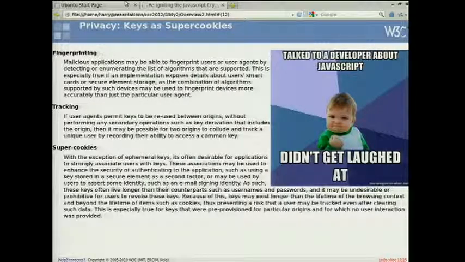If we do allow keys to be used between origins, key derivation, all this stuff can go wrong, and we can do very easy tracking, as dangerous as cookies. But I think we should at least make it not more dangerous than cookies.